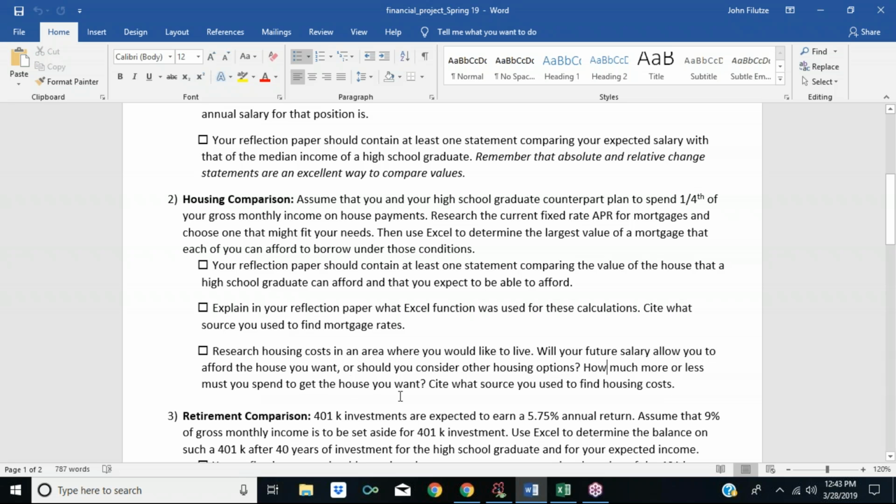Okay, or what kind of house, what you could afford. If you want to include pictures, whatever, in your project, do it. This is your last project of the semester. You can use it in your education portfolio, so do a nice job on it.